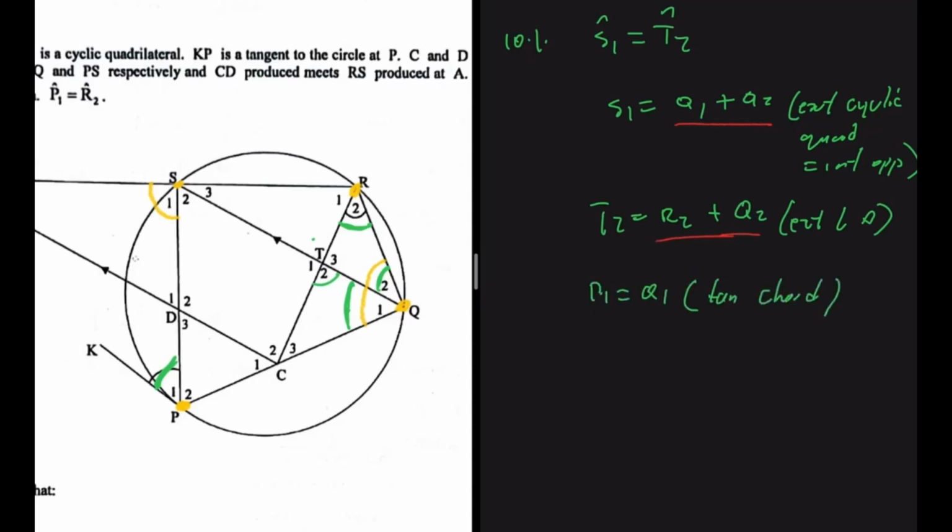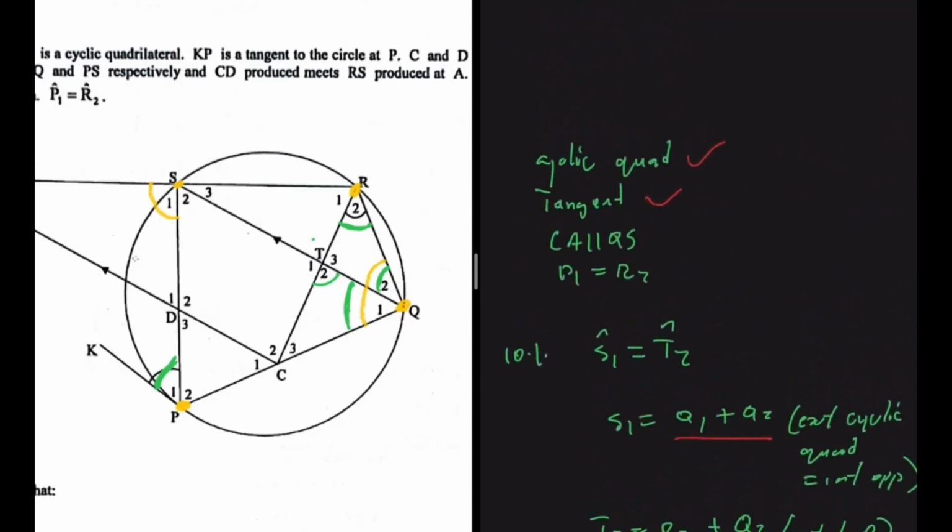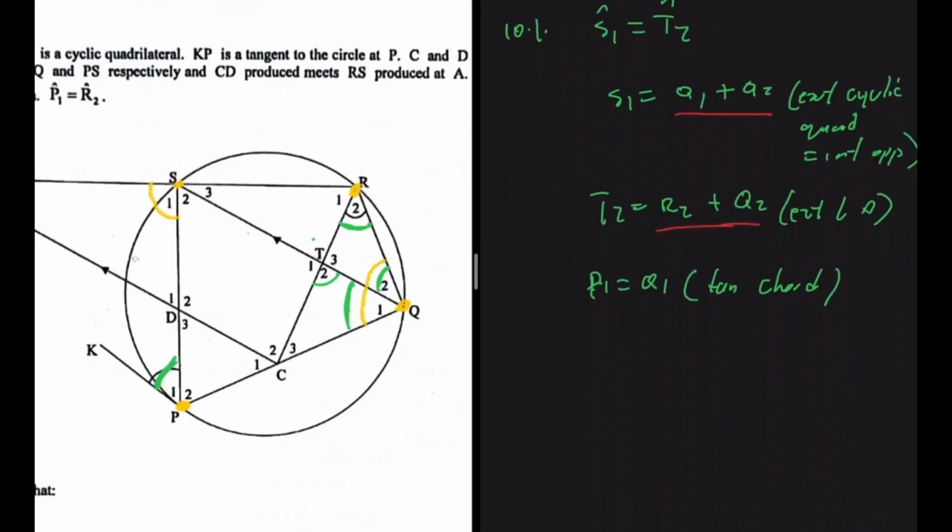So from here, what can we say? Let's look at the keywords again. With parallel lines, they won't give us much, but if you see here, we are told that P1 is equal to R2, right? P1 is equal to Q1, but then in the statement itself, we are told that P1 is equal to R2. So what does that tell us? That tells us that R2 is equal to Q1 because they are all equal to P1, right?